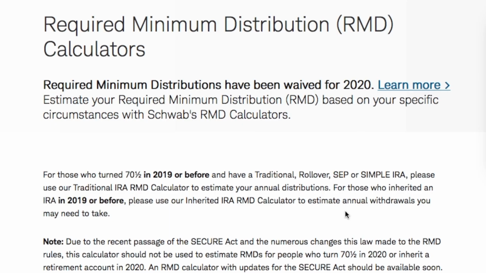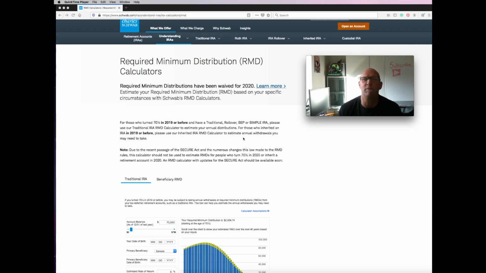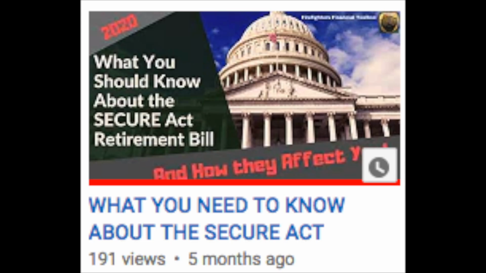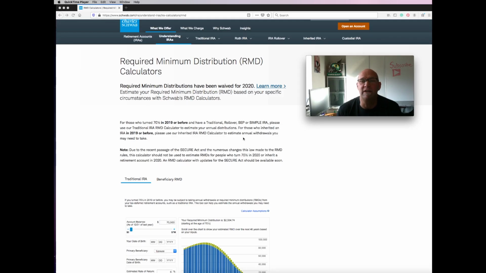Now this year, if you're 70 and a half already, because of the COVID thing we have the CARES Act, and you can forgo this year's RMDs. But this is really a tool that plans for the future. Because of the Secure Act, and I have a video on the Secure Act too, I'll put that in the description, the RMD age actually changed up to 72 for people starting after 2020. So this calculator is still using the 70 and a half number, but it still gives you a good idea.